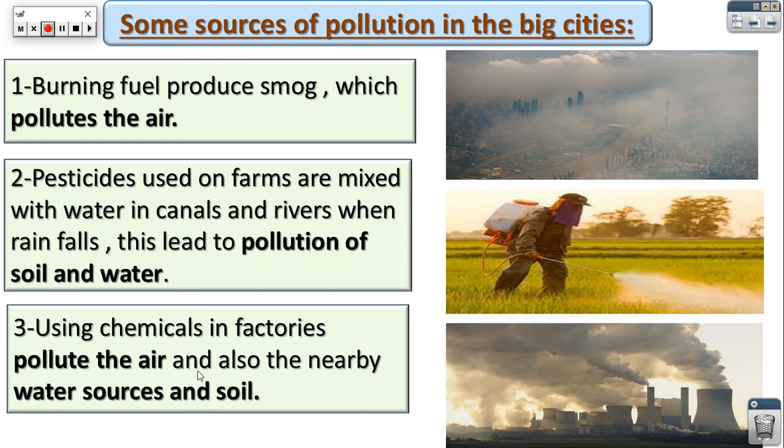Number 3, using chemicals in factories pollutes the air and also pollutes the nearby resources of water and also makes pollution of soil. Burning of chemicals, or the factories that produce chemicals, all of these chemicals pollute the air as you can see in this picture, and also pollute the water if there is a source of water nearby these factories, and also pollute the soil around these factories.